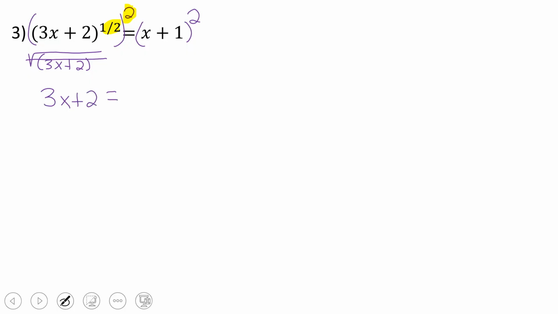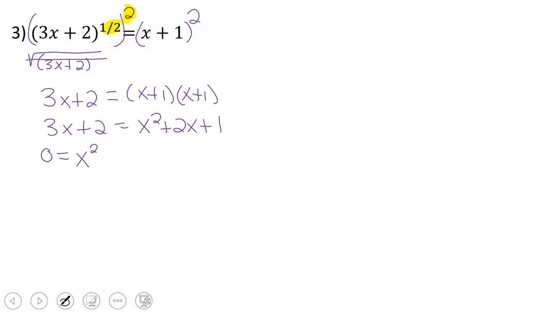And then remember, on the right-hand side, you have a binomial squared. So I need to multiply out x plus 1 times x plus 1. And when I multiply those together and combine my like terms, I get x squared plus 2x plus 1. Now we're at a quadratic. I'm going to get everything to one side and then decide on my method of solving. So if I take the 3x and the 2 to the right-hand side, I end up with x squared minus x minus 1.